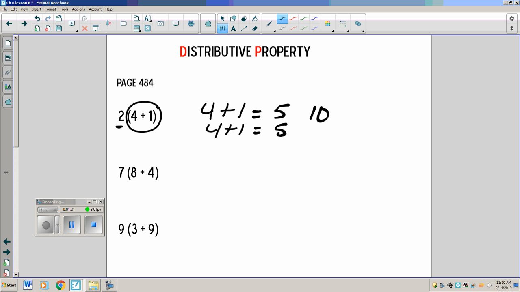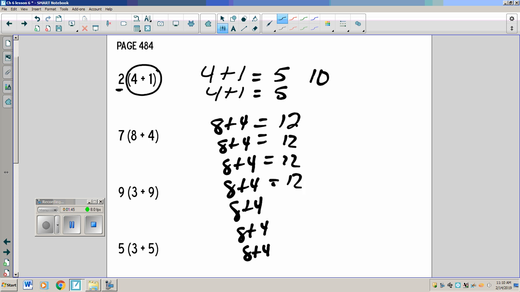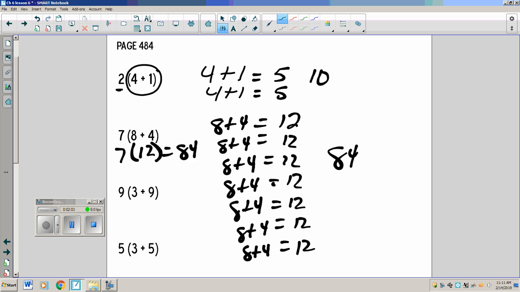8 plus 4, 7 times. I will write it 7 times. You do not have to. It's kind of annoying. Let's say 1, 2, 3, 4, 5, 6, 7. 8 plus 4 is 12. Each one's going to be 12. If I have 7 groups of 12, that would equal 84. Now, if we use the order of operations, this becomes 7 times 12, which is 84.